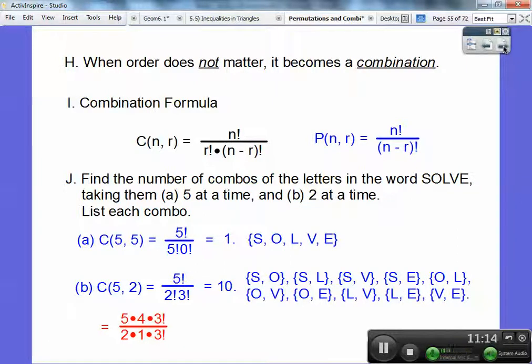I started with the S's first, and when I extinguished the S's, then I started with the O's next. And when I extinguished the O's, remember OS is the same as SO, so I didn't have to do OS. And then I did my L's and then finally my V right there.